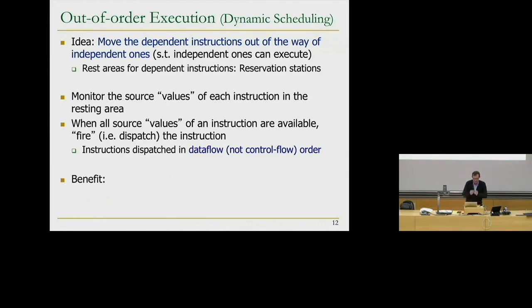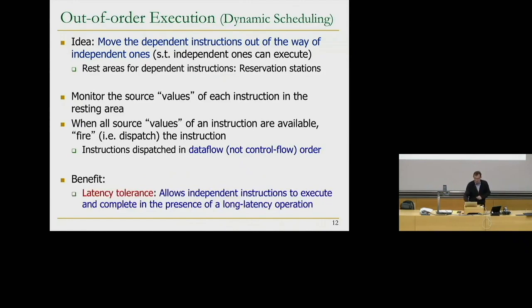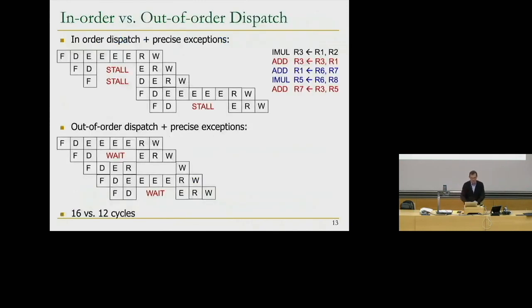And the key benefit is now independent instructions can execute and complete in the presence of a long latency operation. If you have a long latency multiply and then an instruction that's dependent on it, you don't wait for that. Other instructions that are independent can go and execute and even finish. So you don't need to stall the pipeline for these long latency operations. Okay, so this is a simple example, a high level first, and then we're going to go into the machinery of this. So this is a machine with in-order dispatch and precise exceptions, and this is the code that we're executing.